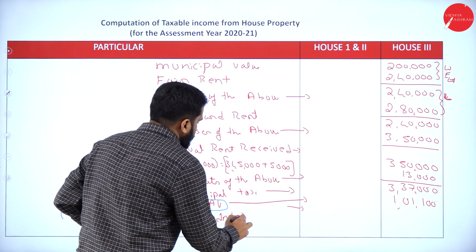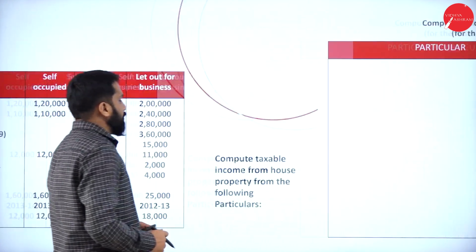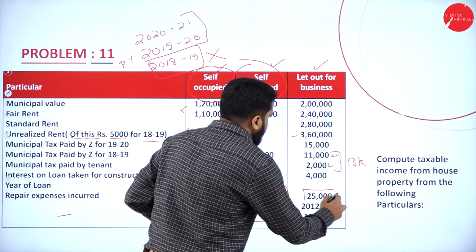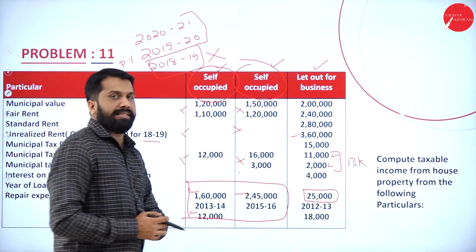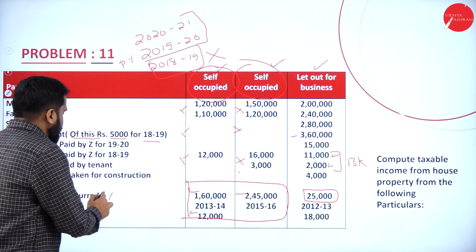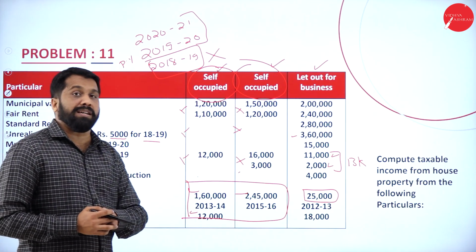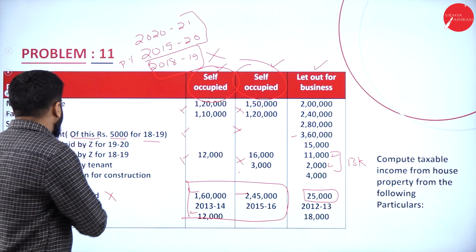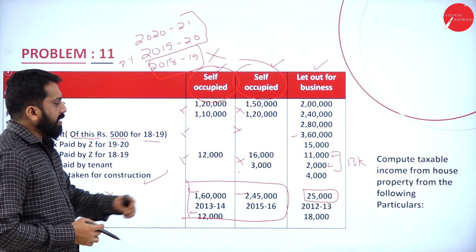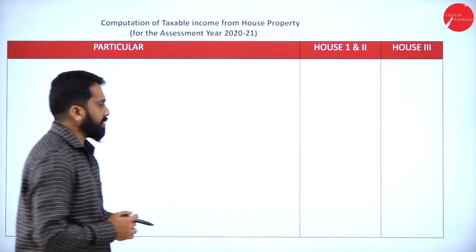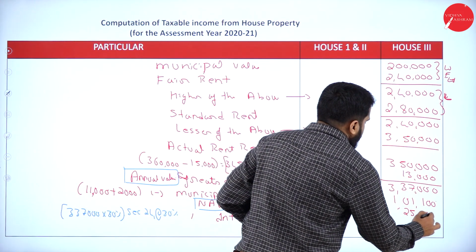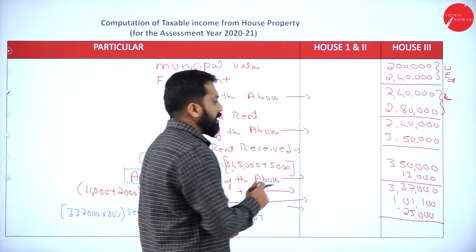Now, what is the interest part? So how much interest we will get? As per this calculation, we have 25,000 as interest. Now, these are the repair expenses. We will not consider repair. We will consider only what? Whatever interest on loan taken for construction. How much is there? It is 25,000. Now, you are supposed to deduct both the things.